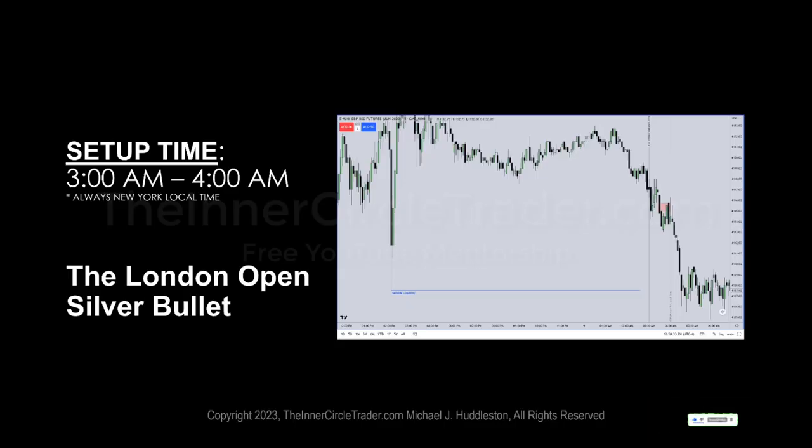First setup time is 3 a.m. to 4 a.m. Now, we're always referring to New York local time. So whenever I'm referring to a specific time, whether it be a window of time or a very specific time of the day, you have to have your charts calibrated to New York local time. Wherever that is, whenever that is, in your area. If we're observing daylight savings time, then you observe daylight savings time. So that way it removes all the uncertainty, the confusion, whatever it is in New York, that local time, that's what you're using when you're charting. This is the London Open Silver Bullet.